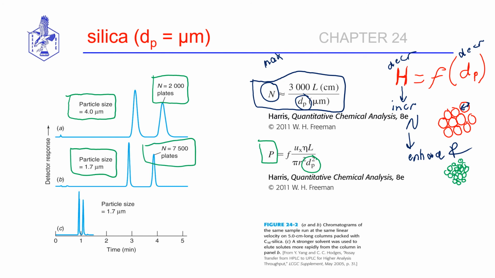So that's a good illustration of what one can expect in terms of the impact on the width of your peaks with the selection of the diameter of the silica particles.